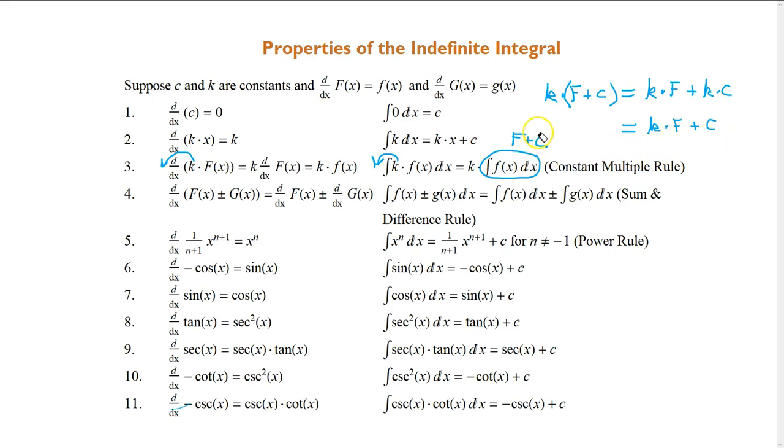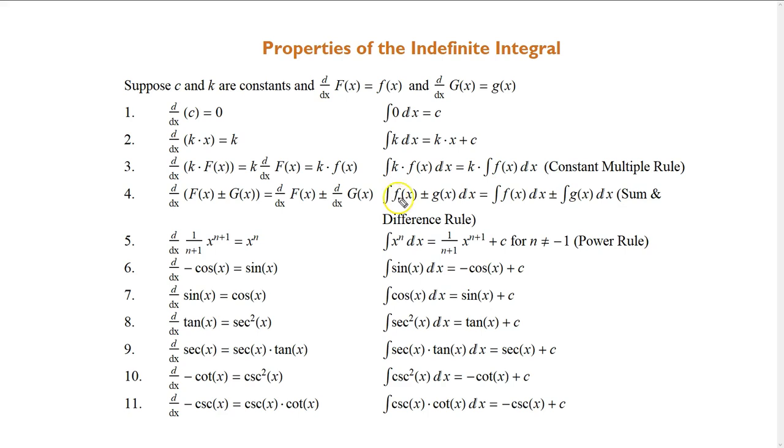And notice that if you differentiate this, because of rule number 3 over here, you will get back k times little f. Remember this rule, this is our sum and difference rule for differentiation. The derivative of f plus or minus g is the derivative of f plus or minus the derivative of g. So in other words, you can distribute the d/dx to the f and the g individually when they're being added. Because of that, we can do the same thing with the integral symbol.